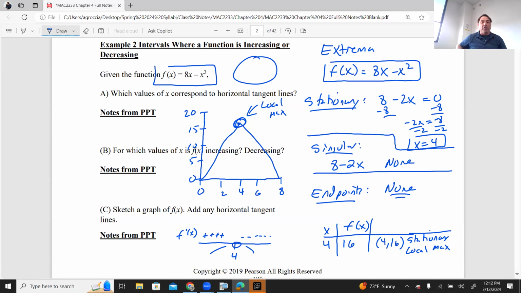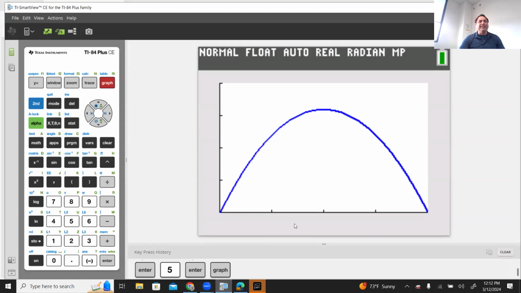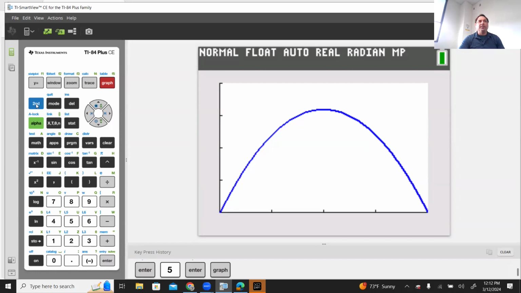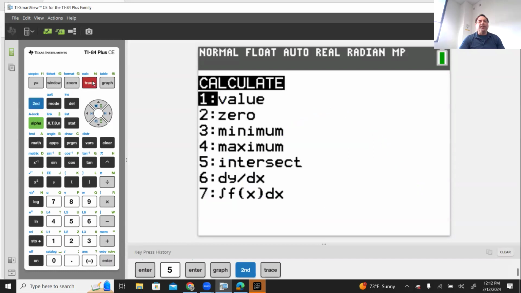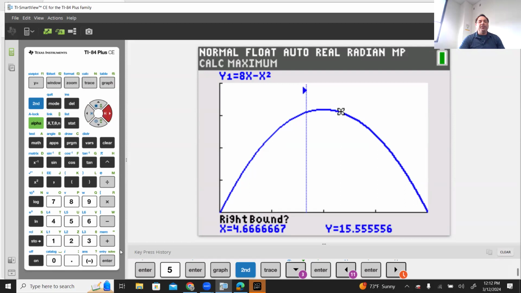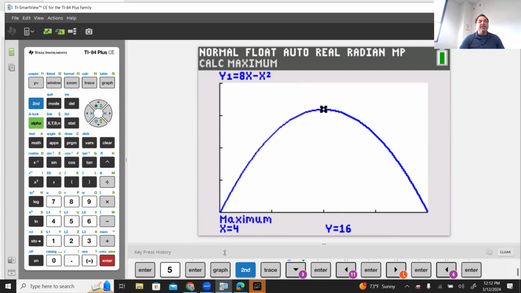And here's another way I like having a graph. Some of you are like, wait a minute, didn't we do this stuff before? We kind of did. There's the maximum. How do I do maximum in the calculator? What do I press? Second, trace for calc. Number 4 for maximum. Go to the left of it, enter. Go to the right of it, enter. Guess where you think it is, enter. And you can verify that you're correct if you have the graph.